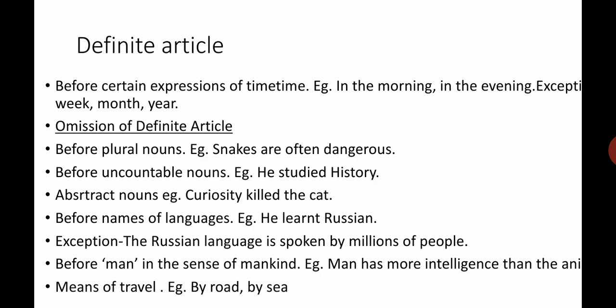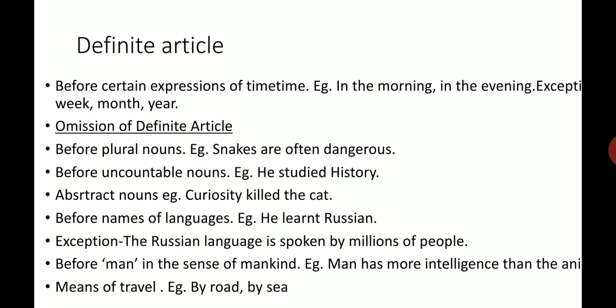Now before names of languages used as nouns. For example, he learnt Russian. My brother studied Sanskrit. Now, if the word for the language is used as an adjective, then the definite article is necessary. For example, the Russian language is spoken by millions of people. Now, here Russian is used as an adjective. So, in that case, we have to put a definite article before it.